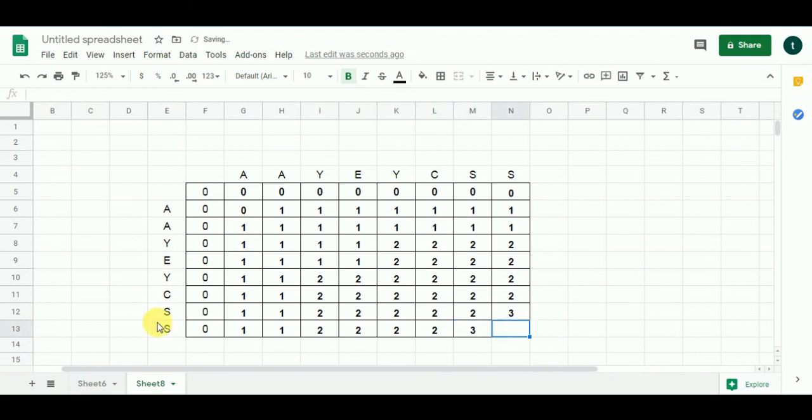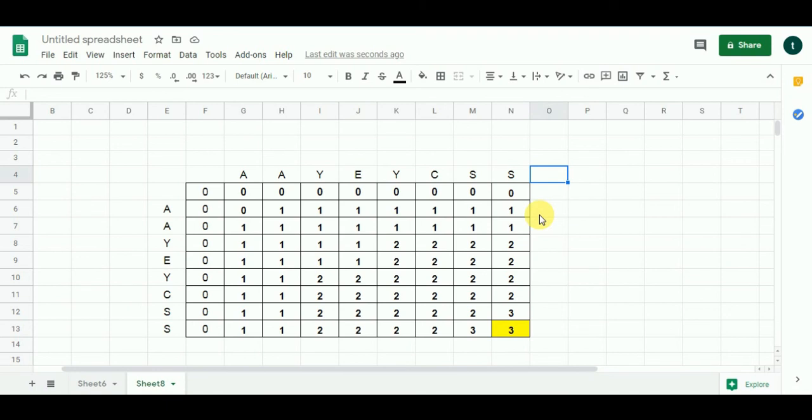Now this S matches with this S, but their indexes are also same. So I'm going to look for the maximum value, which is 3, and I am going to get 3 as the answer. Now this cell is going to give me my longest repeating subsequence. So the length of the longest repeating subsequence from this string AAY, EY, CSS is going to be 3.